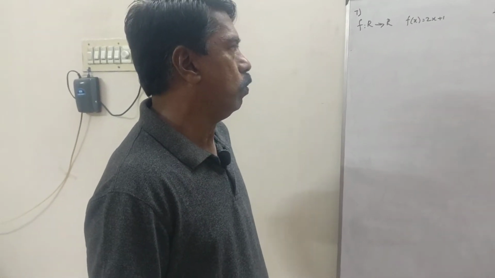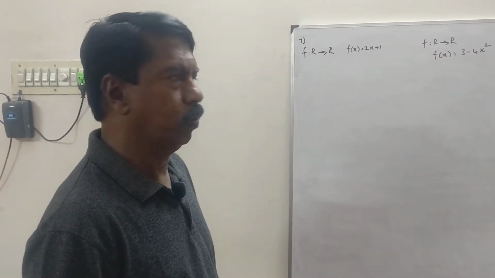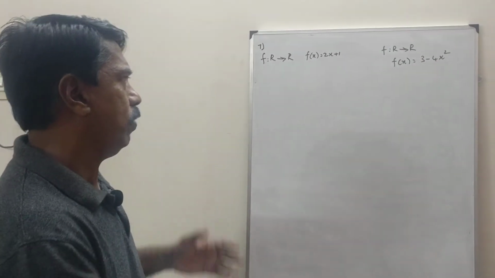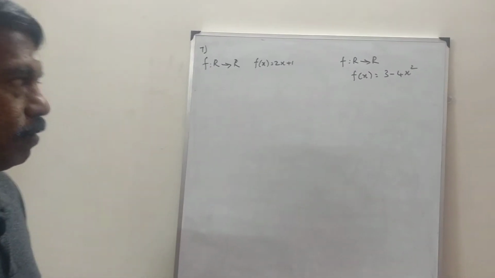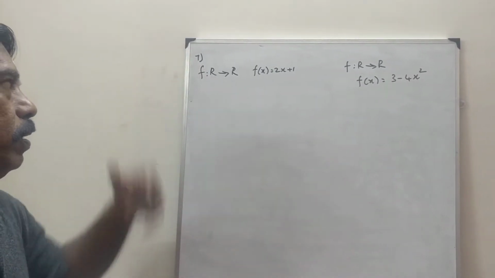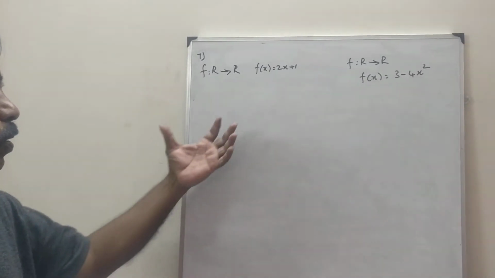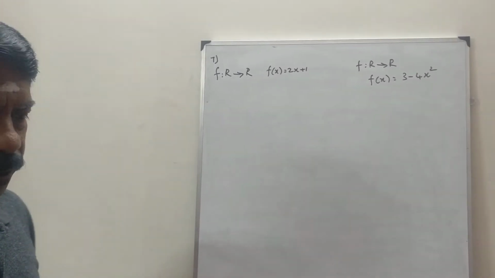Let me explain one more sum in this video of the exercise 1.4. Here also we have to know different things in these two simple questions. These are the two subdivisions of question number 7. The question is to check whether the function is bijective or not.